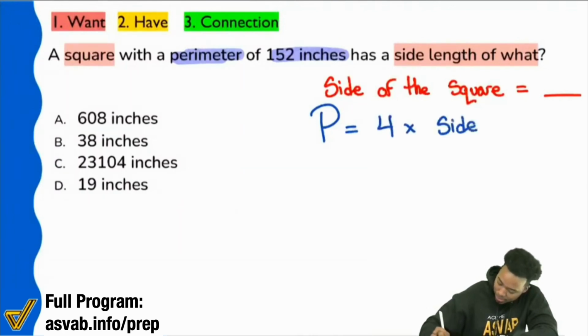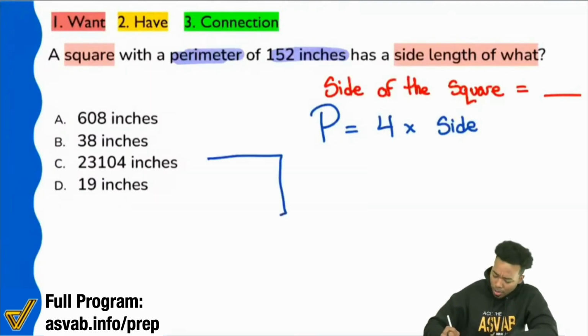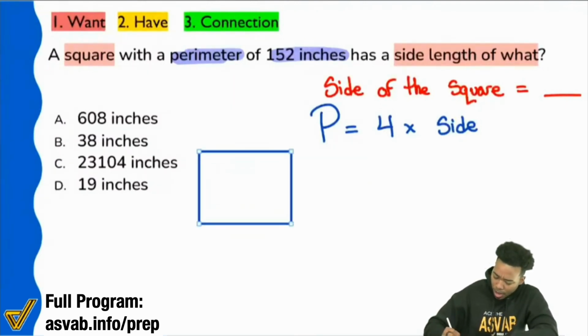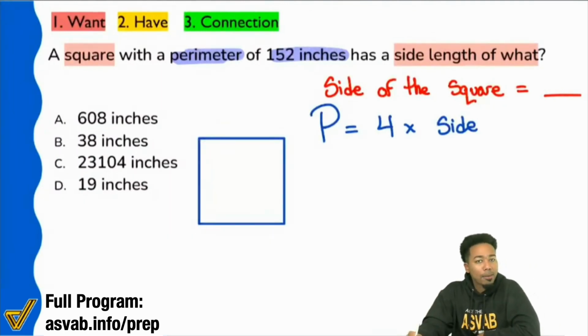Now, a lot of people ask, where does that come from? How do I know? How am I supposed to memorize that? Well, when you think about a square, everybody, what's the cool thing about a square? What's the unique thing about a square?